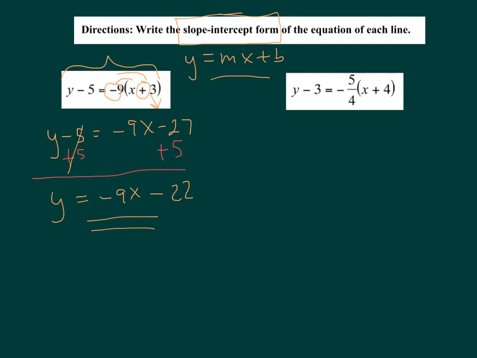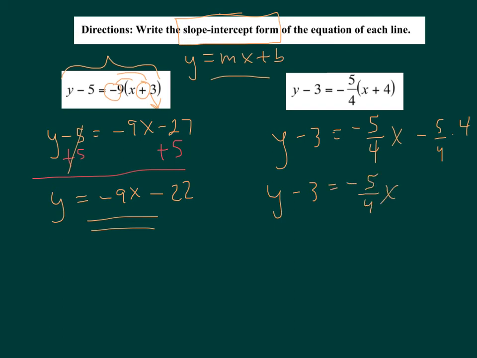So on the second example, we're just going to go through the same process. First, I take a look and I see that I have some parentheses over here. So what I'm going to do is distribute. Y minus 3 equals negative 5/4 x minus 5/4 times 4. Okay? That leaves us with y minus 3 equals negative 5/4 x.